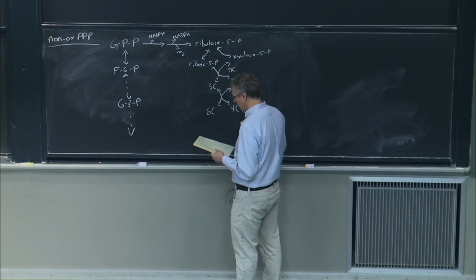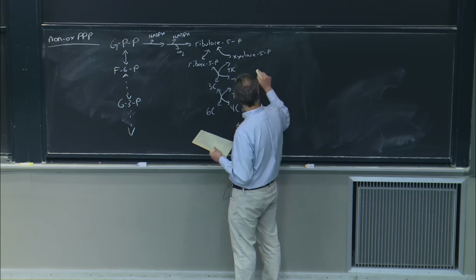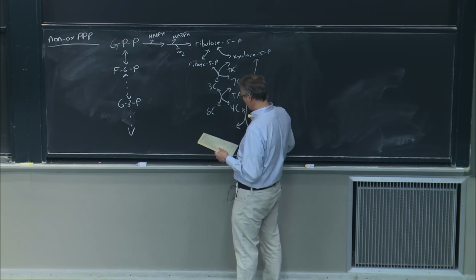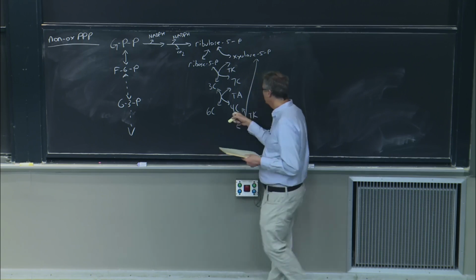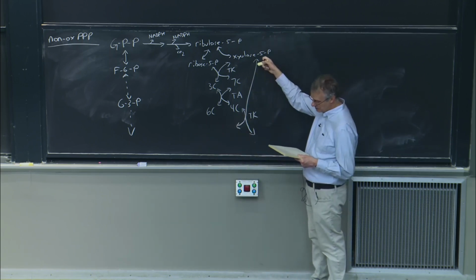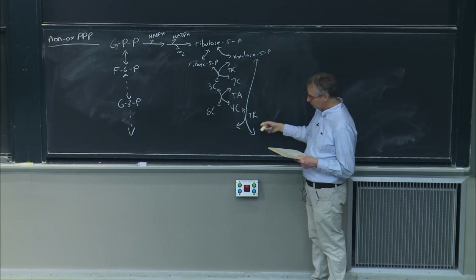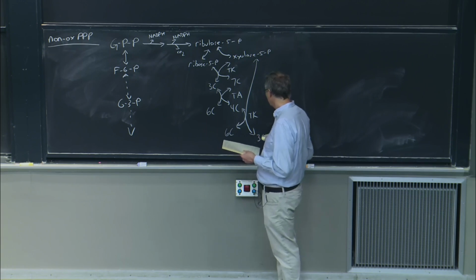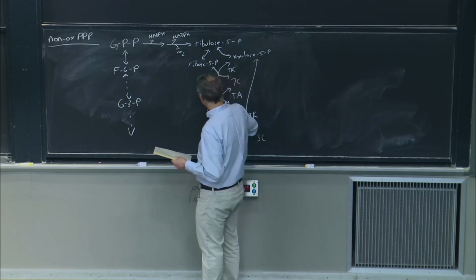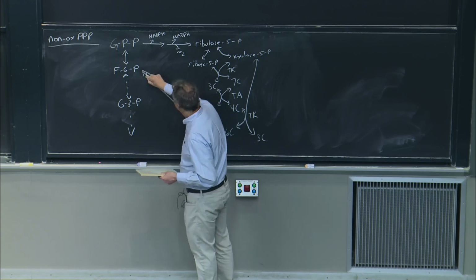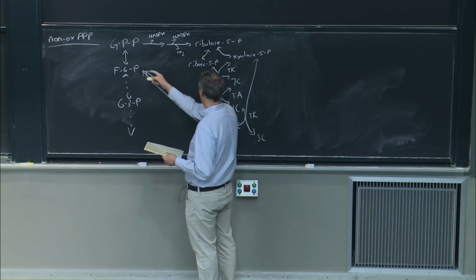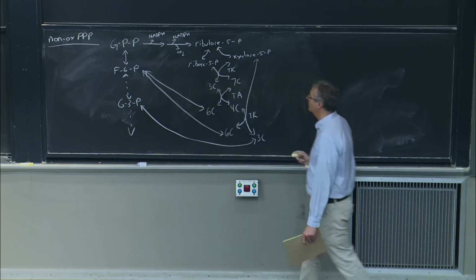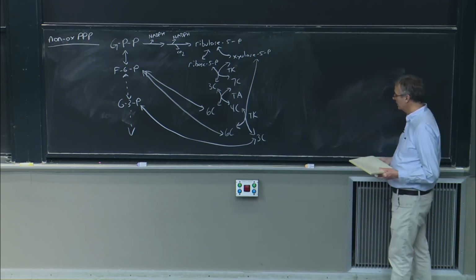If I run another transketolase reaction with this 4-carbon sugar and this 5-carbon sugar, I will then generate another 6-carbon ketose and a 3-carbon aldose. These 6-carbon sugars are fructose 6-phosphate, and this 3-carbon aldose is glyceraldehyde 3-phosphate, and I can re-enter glycolysis.